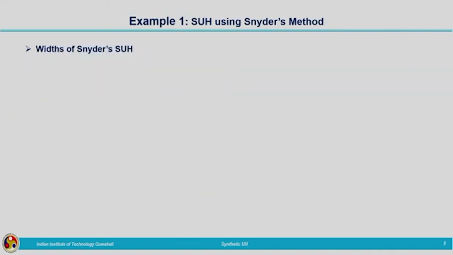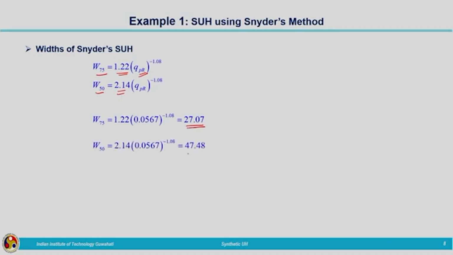So, the widths of Snyder's synthetic unit hydrograph, W75 and W50, we need to calculate. The only difference is in the coefficients 1.22 and 2.14, otherwise the formula is the same. Once we substitute the value corresponding to QPR into these equations, we can calculate W75 as 27.07 and W50 as 47.48. So, now we have completed the calculations related to the required parameters for deriving the synthetic unit hydrograph.